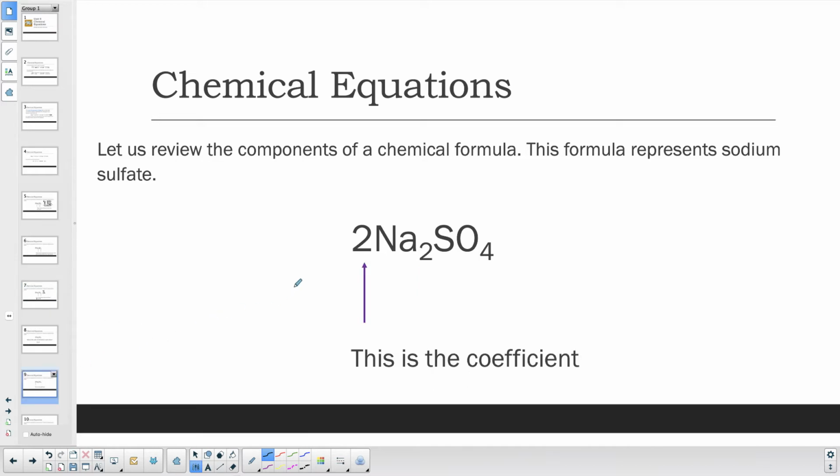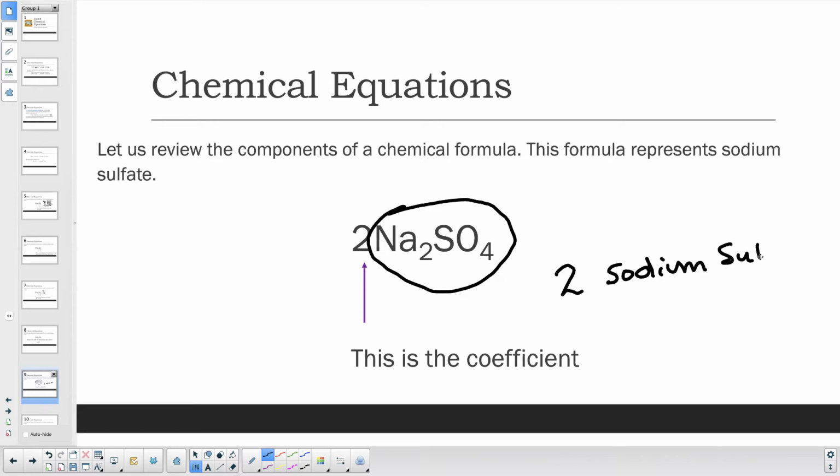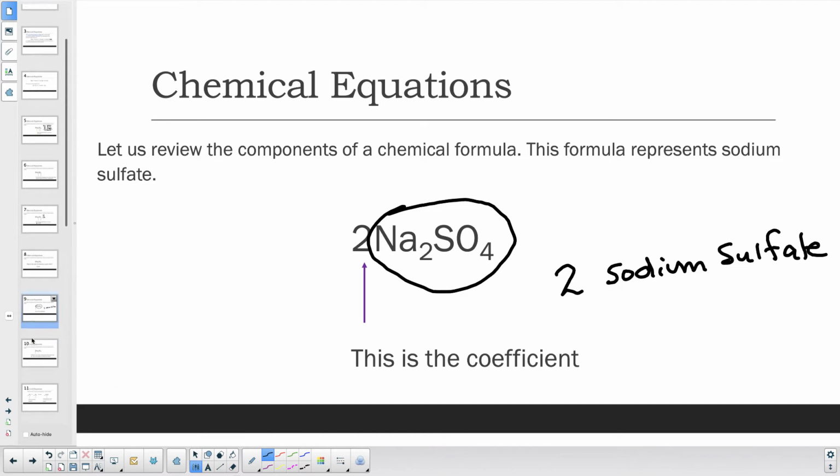And then this final number here is called the coefficient. What the coefficient tells us is how many of the entire compound or molecule we have. Okay, so what the coefficient is telling us is that we have 2 sodium sulfates. 2 sodium sulfate. Now, I don't expect you to know how to name that compound.